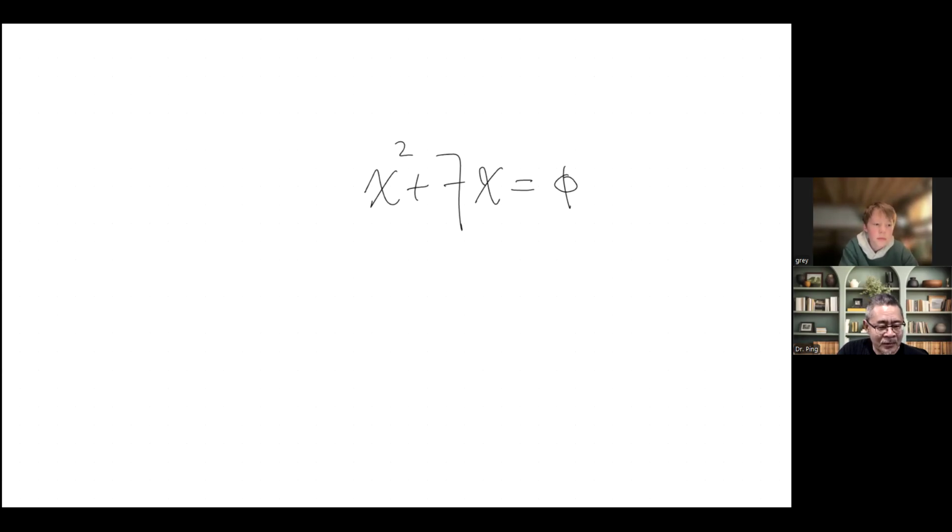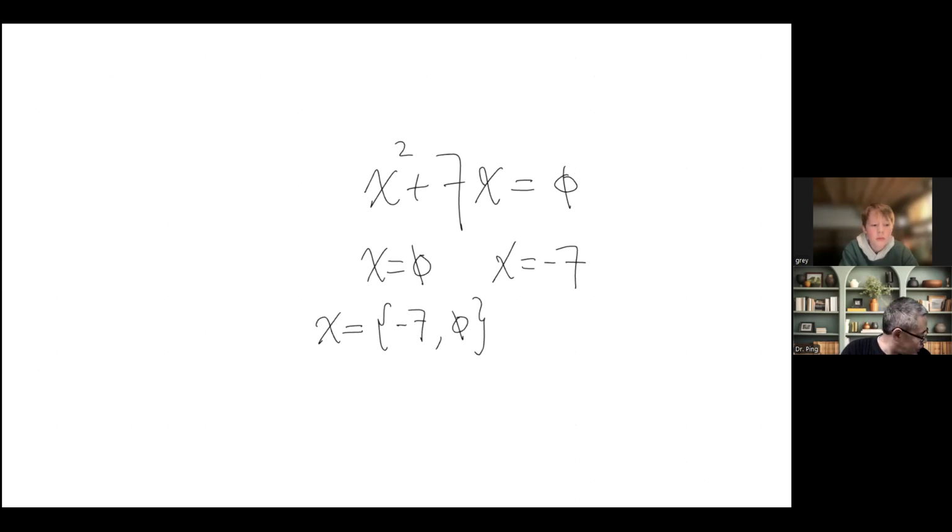Perfect. You got it. x equal to 0 or x equal to negative 7. And we can write as x equal to negative 7, comma, 0. Good. Just make things a little bit easier. Okay. Let's try 2x squared plus 5x equal to 0 and see what you got.